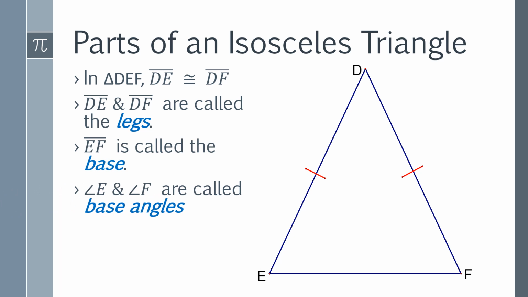Angle E and angle F are called base angles. They are formed by one of the legs and a base. Angle D is called the vertex angle. That is the angle that is formed by the two congruent legs.